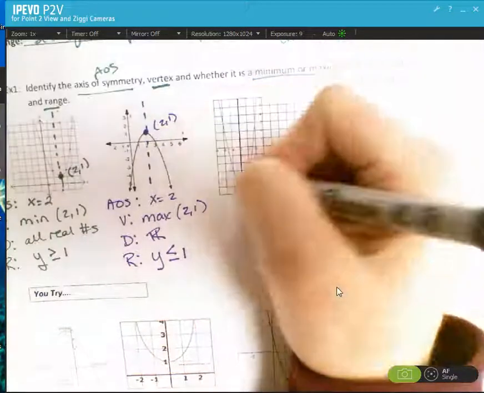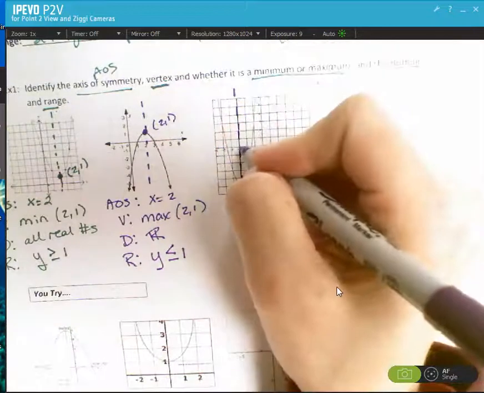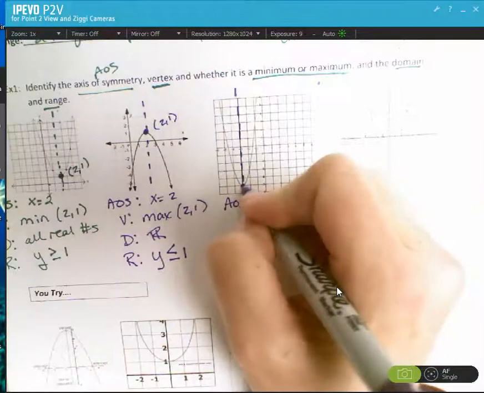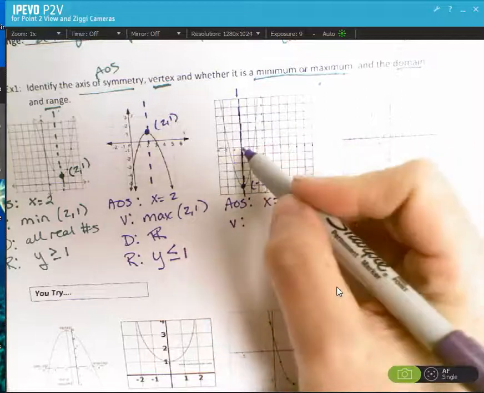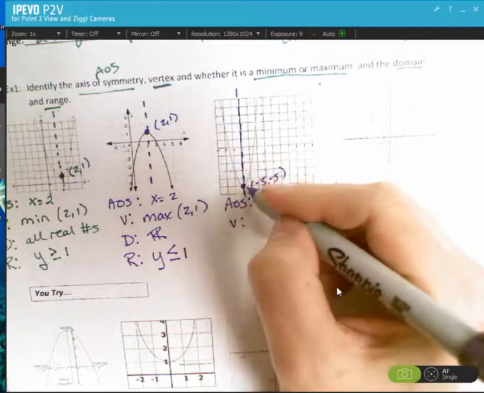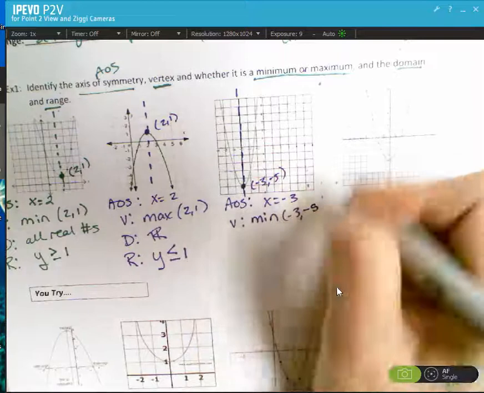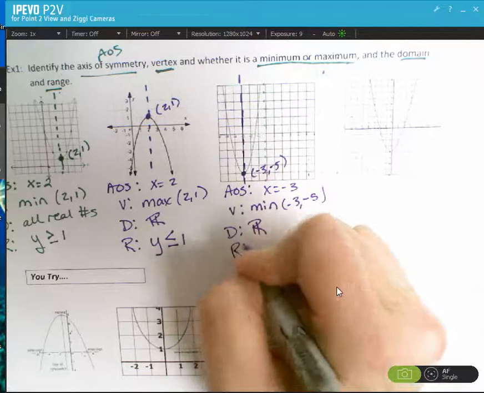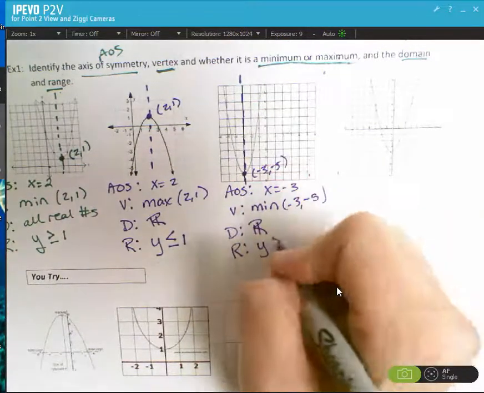Let's do this one. This one's a little harder to see, but this is my line of symmetry, or my axis of symmetry. I know it's crossing at negative 3, so my axis of symmetry is x equals negative 3. My vertex is the highest or lowest point, so I'm going to document what this point is. Negative 3, 1, 2, 3, 4, 5, negative 5. It goes down, hits a minimum, and comes back up. So it's a minimum vertex at (negative 3, negative 5). My domain will always be all real numbers. And my range is everything greater than that lowest y, so y is greater than or equal to negative 5.